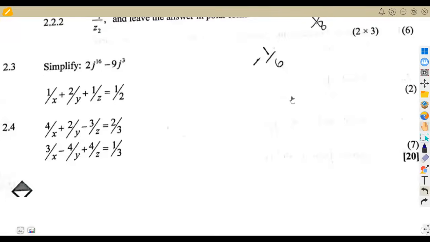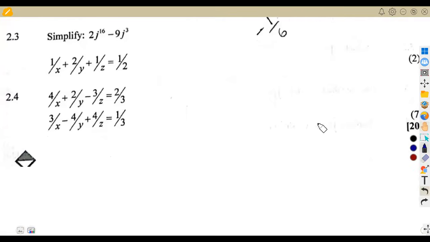All right, 2.3, simplify. We are asked to simplify 2j to the exponent of 16 minus 9j to the exponent of 3. Remember that if you're dealing with complex numbers, what we are targeting is j squared, because we know that j squared is equal to minus 1. So we try by all means to expand in terms of j squared.